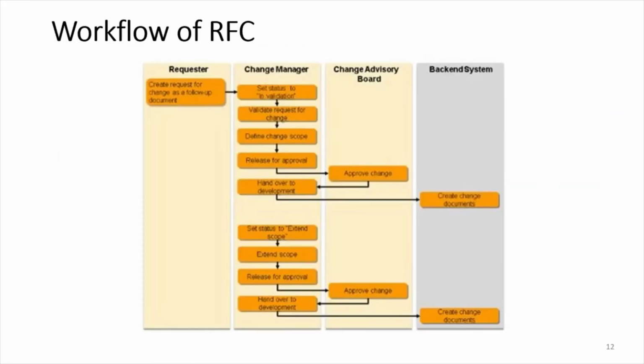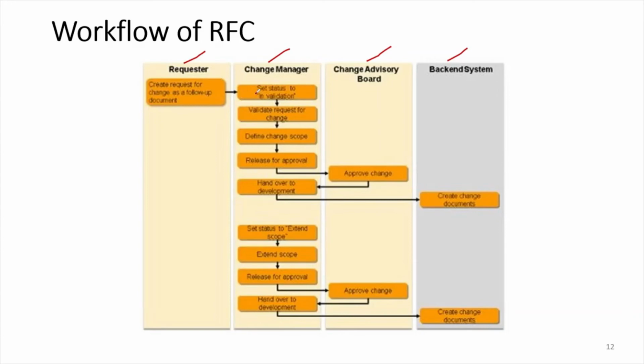Okay, so this is the workflow diagram of a request for change. You can see that there are basically 4 major roles performing these different operations: the requester, the change manager, the change advisory board, and the backend system. All those things that happen automatically from the backend system will come under this section. So let's see the workflow. Create change request as a follow-up document. It is the duty of the requester to create a request for change.